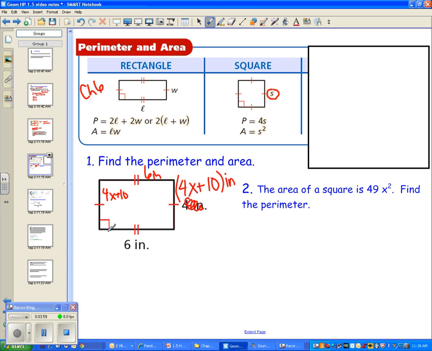So to find the perimeter, all you're doing is adding up both sides. So this side plus this side plus this side plus this side. What I'm going to do is combine like terms. So we have a 4x and we have a 4x. That's going to be an 8x. Then let's add up all the numbers.